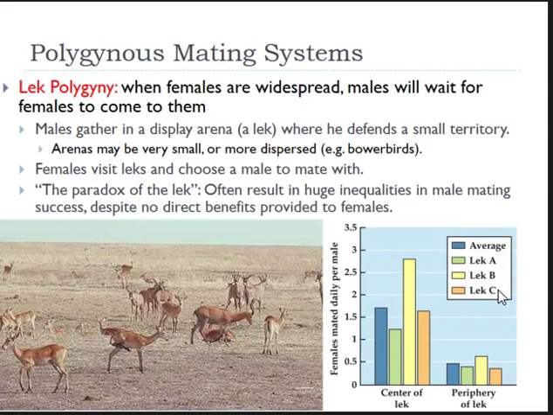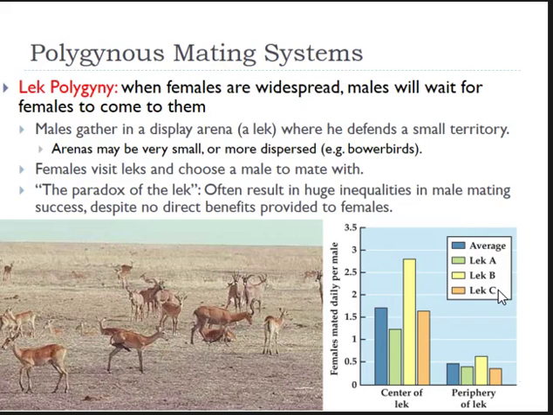And it's often really biased. If you look at the number of females that mate with a given male, so you compare the males across these different individuals, and you compare how many individuals they get to mate with, what you end up finding is that the males at the center of the lek tend to mate more often than the males around the periphery of the lek. So there seems to be something of a hierarchy going on.